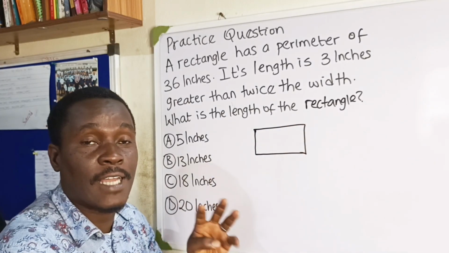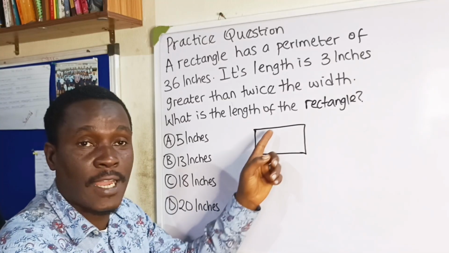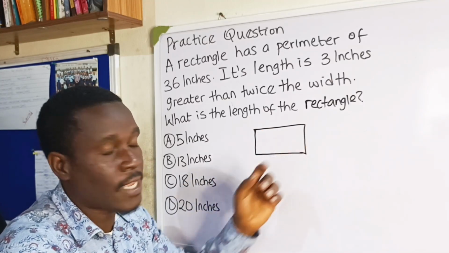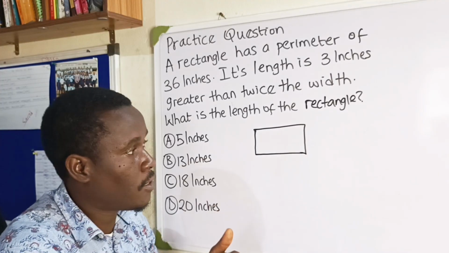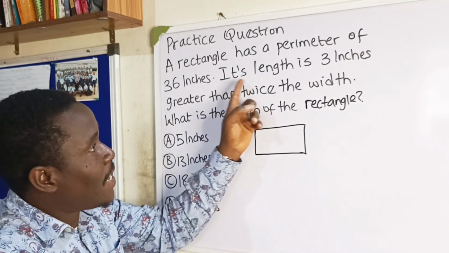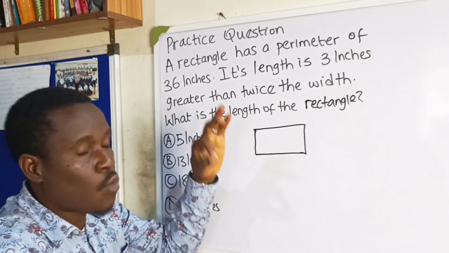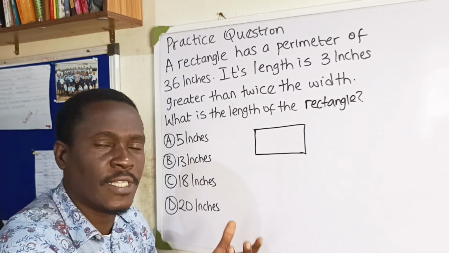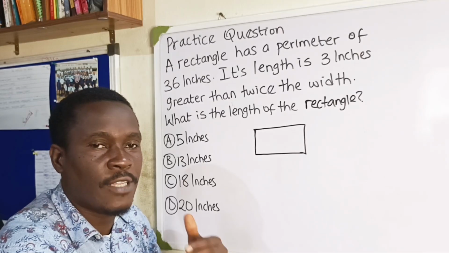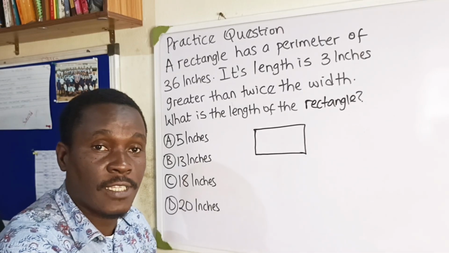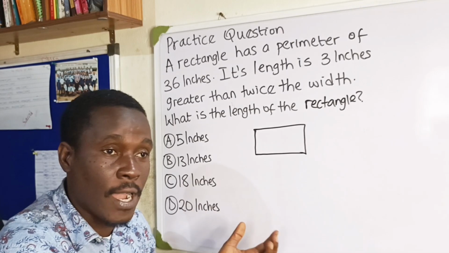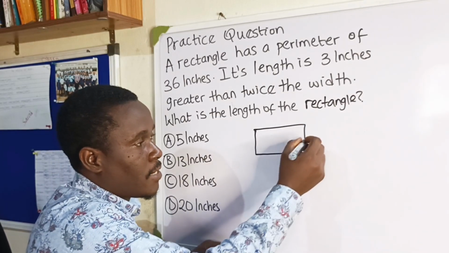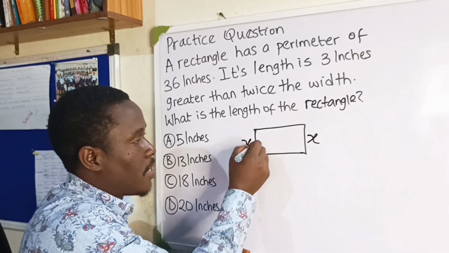We know that a rectangle has 4 sides and opposite sides are equal. The longer sides are called the length, the shorter sides are called the width, correct? But in this question, we are told that the length is 3 inches greater than twice the width. Do we know what the width is? We don't know. So let's call the width x. Many students always ask, why do we use x? We use x to represent something we don't know. You can call it y, you can call it z, anything you like. But let's call the width, which is the shorter side, x. So here is x, here is x.